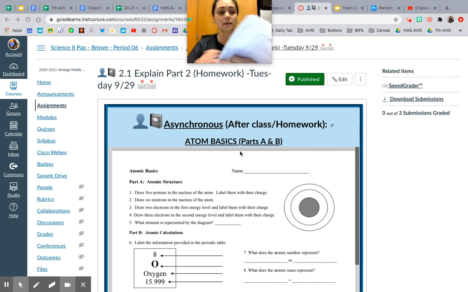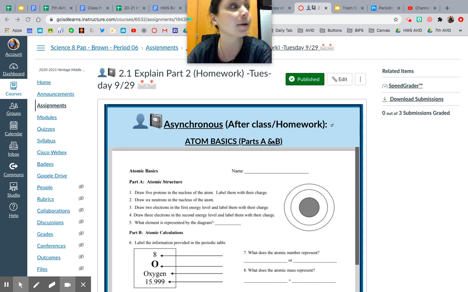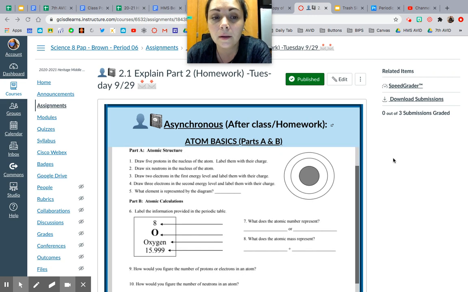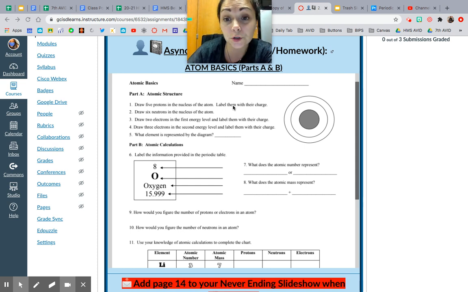So let's go over this, page 14, which is the homework. And I'm going to show y'all on this page right here. Okay, so it says atomic structure, draw 5 protons in the nucleus of the atom, label them with their charge. So you can draw 5 little plus signs. Then 6 zeros, 6 N's for neutrons is fine. Then 2 electrons in the first energy level, because remember the first shell holds 2. And then if it only has 5 protons, that means it has 5 electrons. So if it has 5, 2 go in the first shell, that leaves 3 for the second shell. So you should have 3 in that second shell.